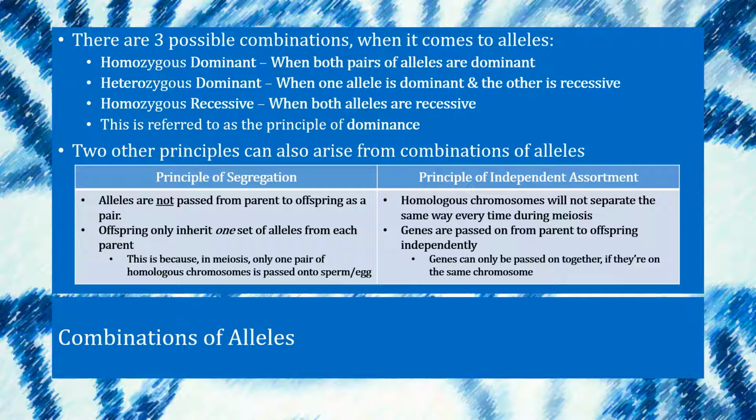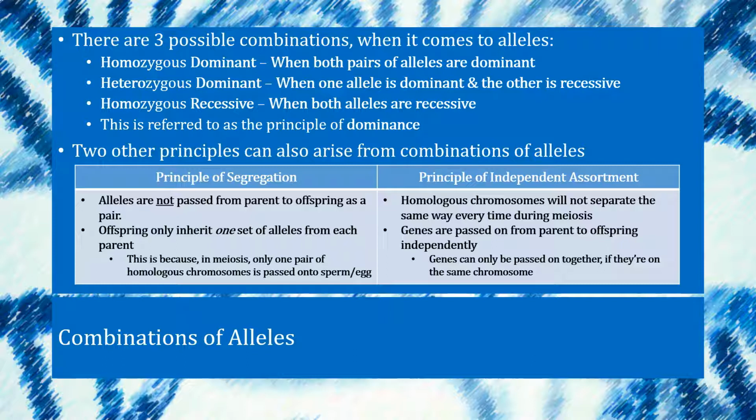So combination of alleles. We have three possible combinations. Okay, we've got what is referred to as homozygous dominant, which means that both pairs of alleles are dominant and they're identical. Okay, which means you got two capital letters. Heterozygous dominant is when one allele is dominant and the other is recessive, so you have one capital letter, one lowercase letter. And a homozygous recessive is when both alleles are recessive, or, in other words, two lowercase letters with your genotype. Okay, this is referred to as the principle of dominance. Okay, so certain traits can only be expressed if they're either homozygous dominant or heterozygous dominant.